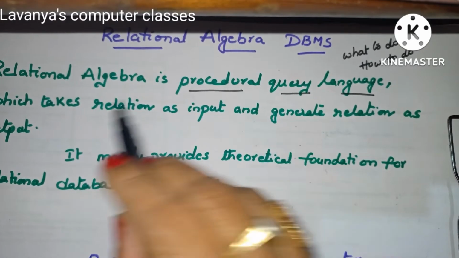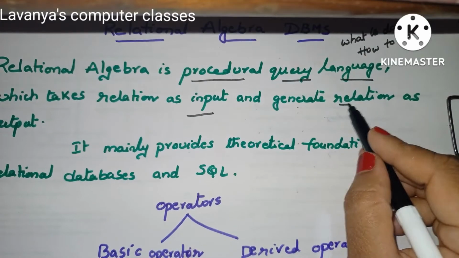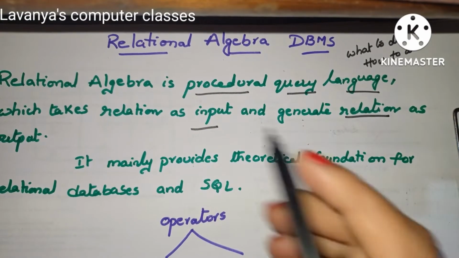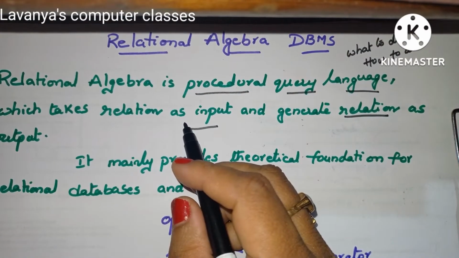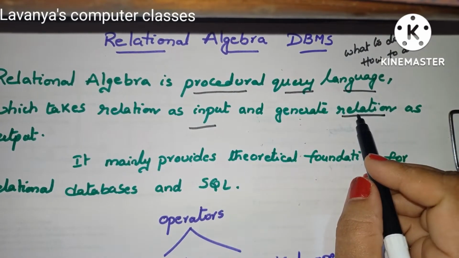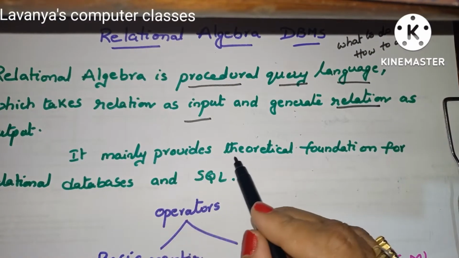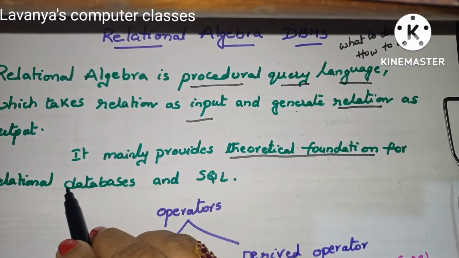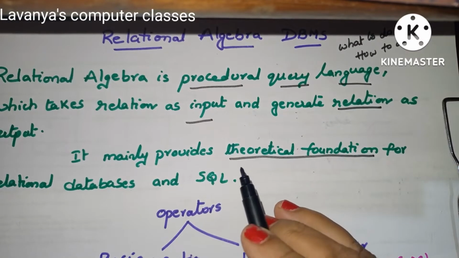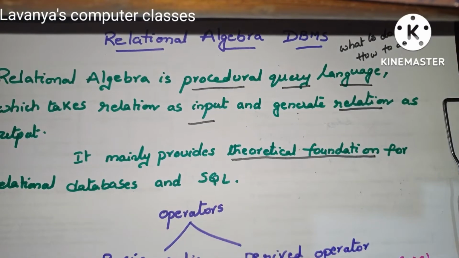for a procedural query language, which takes relations as input and also gives relations as output, because it is an RDBMS, a relational database management system. In this, everything is treated as relations. Relations means tables. The input is in the form of a table and the output is also generated in the form of a table only. Relational algebra mainly provides the theoretical foundation for relational databases and SQL. It contains mathematical symbols, so that's why it is the theoretical foundation for relational databases and SQL.